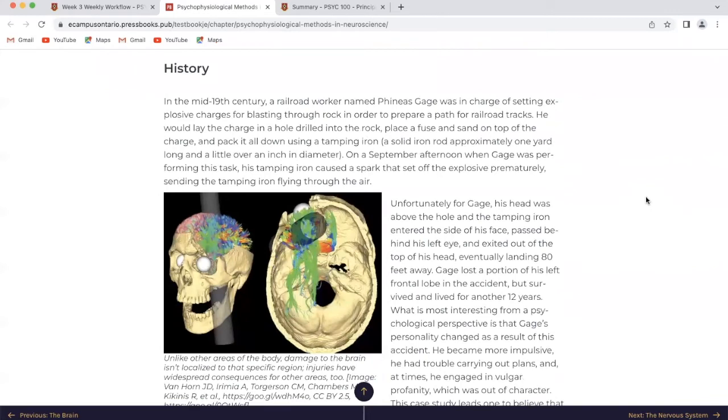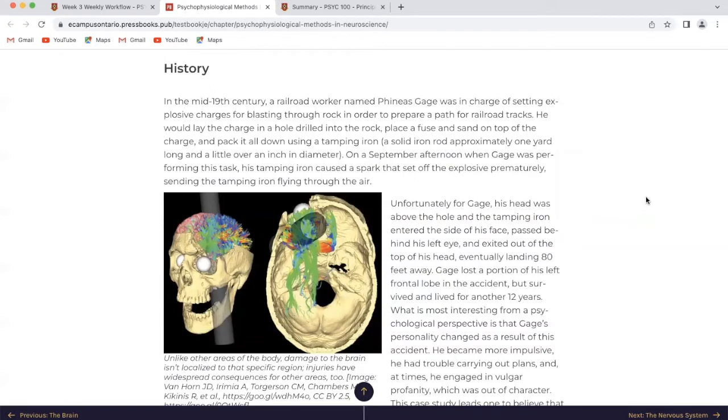Here we go. History. In the mid-19th century, a railroad worker named Phineas Gage was in charge of setting explosive charges for blasting through rock in order to prepare a path for railroad tracks. He would lay the charge in a hole drilled into the rock, place a fuse and sand on top of the charge, and pack it all down using a tamping iron, a solid iron rod approximately 1 yard long and a little over an inch in diameter.